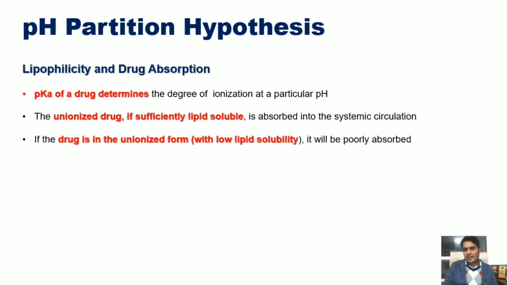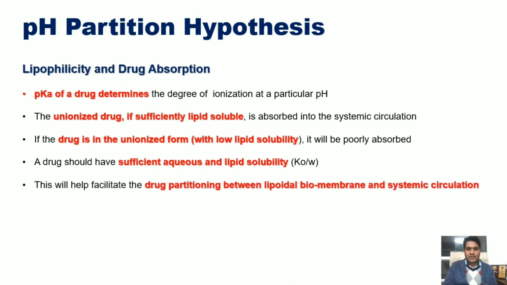And if the drug is in unionized form and has low lipid solubility, then it will not be absorbed efficiently into the systemic circulation. A drug should be sufficiently aqueous and lipid soluble for better absorption into the systemic circulation. These are the main conditions for better bioavailability of the drug, and this will help facilitate the drug partitioning between a lipidal biomembrane and systemic circulation, obviously. So both aqueous as well as lipid solubility are required for better absorption of the drug.